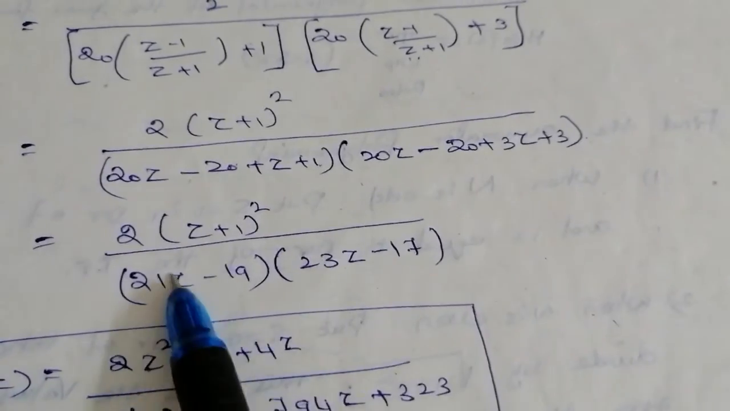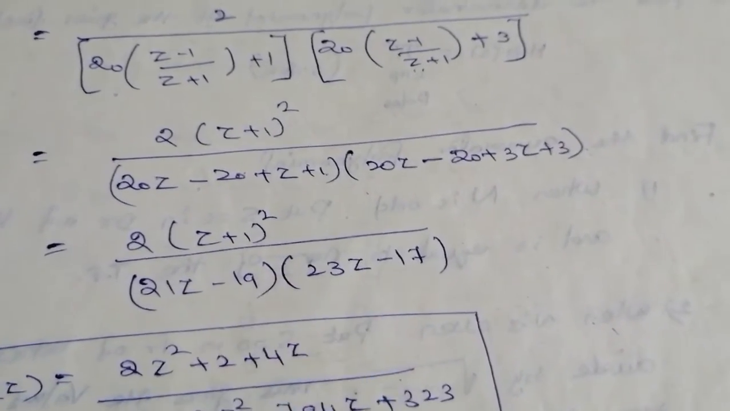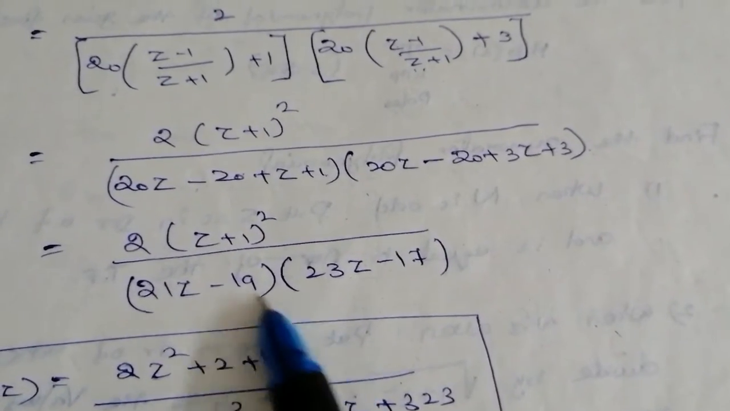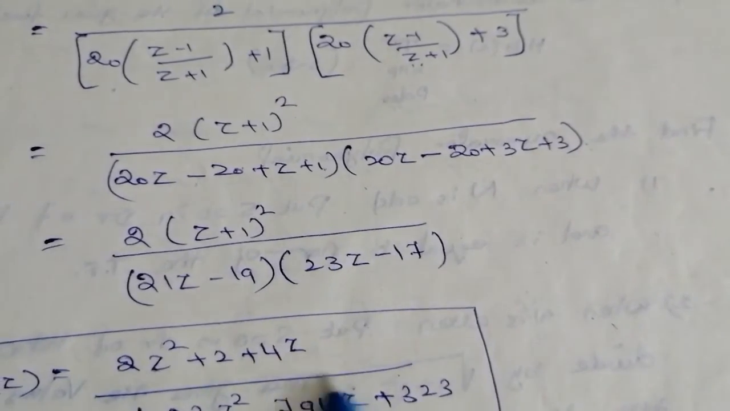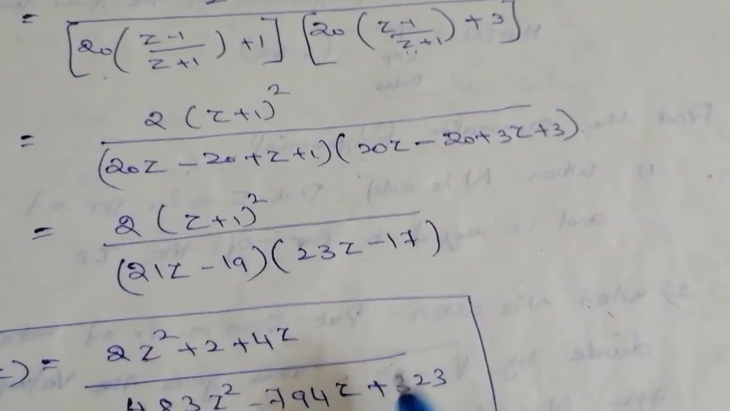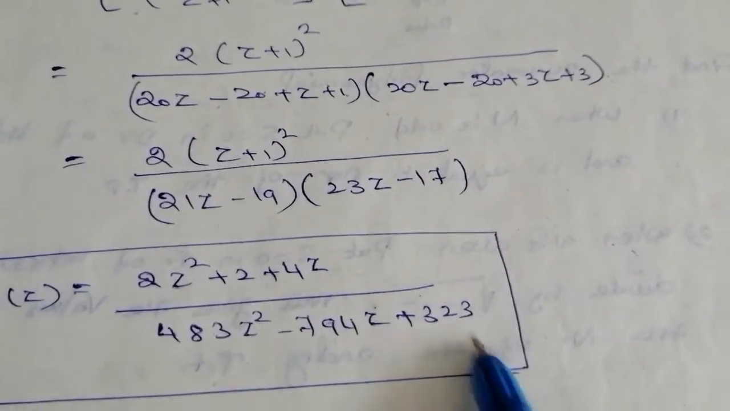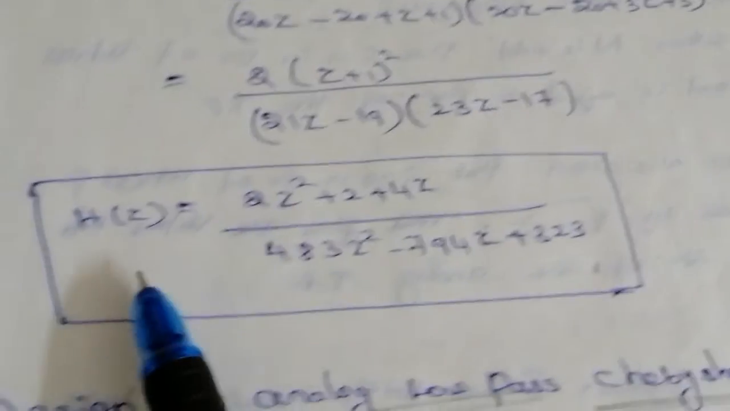So now multiplying these terms: 21 z into 23 z becomes 483 z squared. Then 21 z into minus 17 becomes minus 357 z, and minus 19 into 23 z gives some value. Adding these two values, finally minus 19 into minus 17 gives plus 323. So simplification of these two factors gives this one, and with the (a plus b) the whole square formula simplification we get this term. So this is the final H of z.